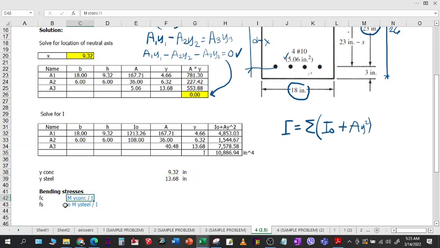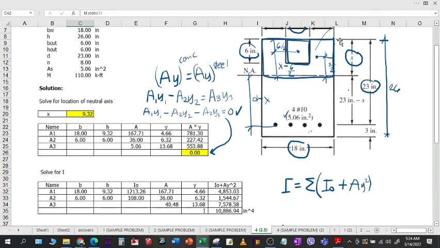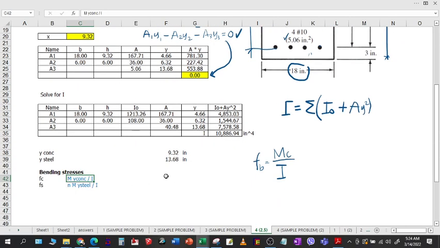So following this formula, FB equals MC over I. This is from strength of materials. We can modify it a bit to fit our concrete design formula. So M, instead of C, we place there Y conc, or Y of concrete. Okay, that is the distance from the outermost compression fiber to the centroid, or to the neutral axis. So plugging in the values, we can generate this answer.